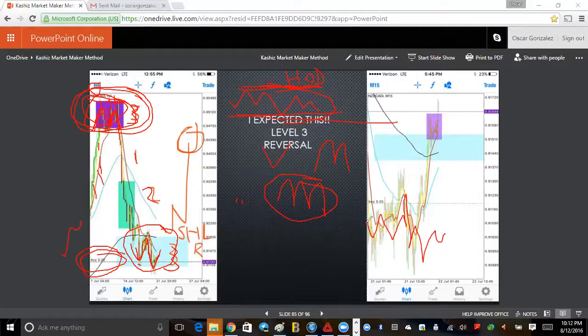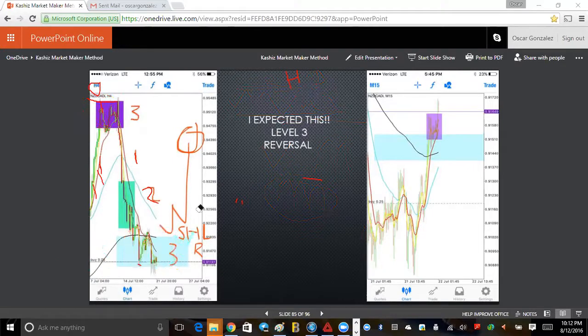Look at the 15, chop. You're like, man, I don't know what to do. It's all choppy. I don't know if I should take it or not. When you're indecisive like that, start looking at the bigger time frames. This is how you start projecting and anticipating this. Like I said, I expected this level 3 reversal. I expected it.